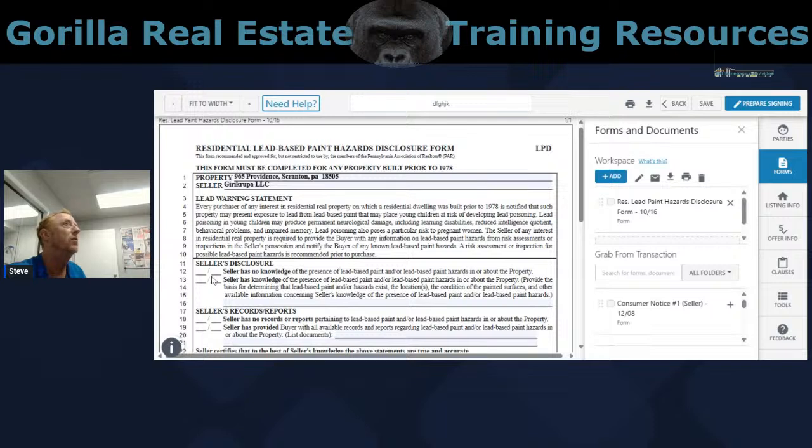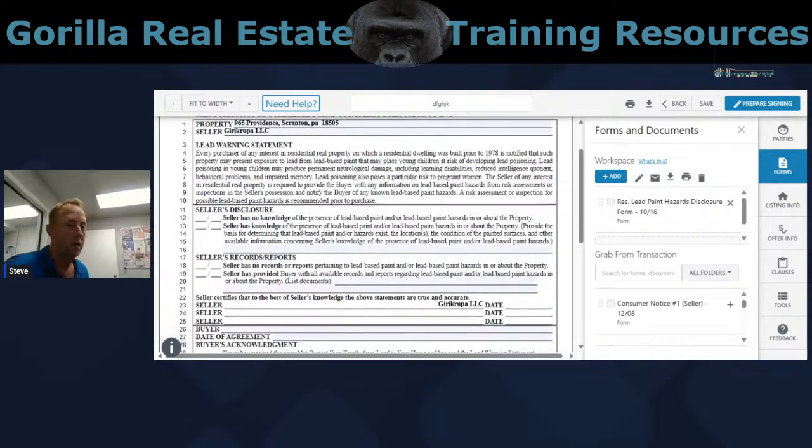And the important thing is, say it was built in 1920. Is there lead in it? Oh, yeah, there's lead in it, because back before 1978, there was no non-lead paint. But I don't have knowledge that there is currently lead in the building, because I don't have a test. So, no knowledge, no records. I've almost never met a lead disclosure that didn't say no knowledge, no records. They sign it.